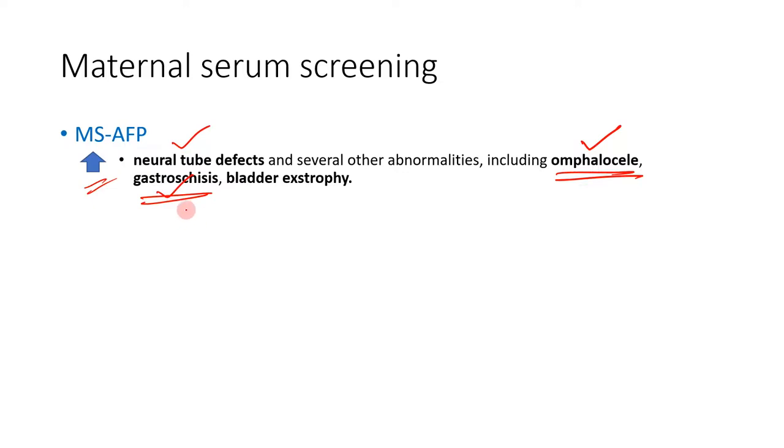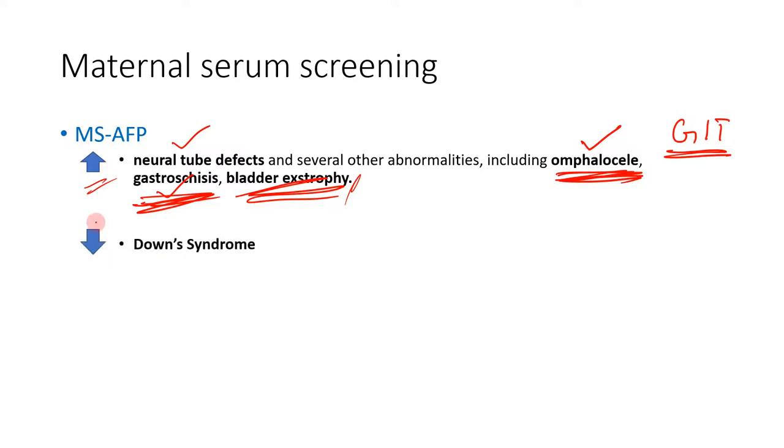Actually, omphalocele and gastroschisis can be taught in general embryology classes, but I didn't go to that extent because it may be slightly confusing, but you will learn this in GIT development. So when you learn about omphalocele and gastroschisis, and also bladder exstrophy in bladder development, you can remember MS-AFP is one of the prenatal diagnostic tests that can detect these. Also, decrease of MS-AFP can be seen in Down syndrome.